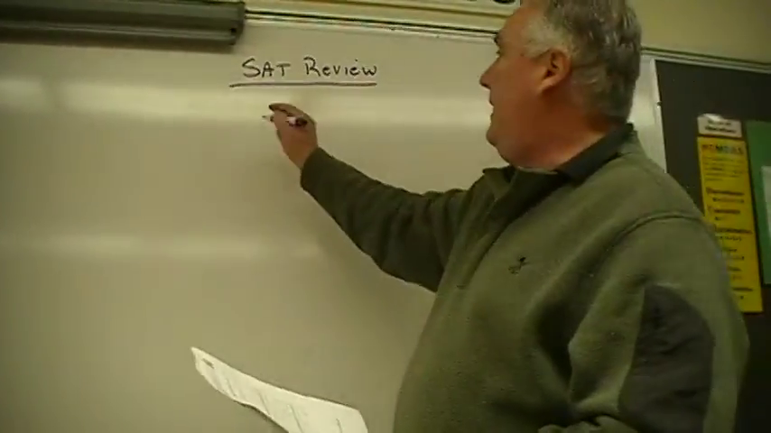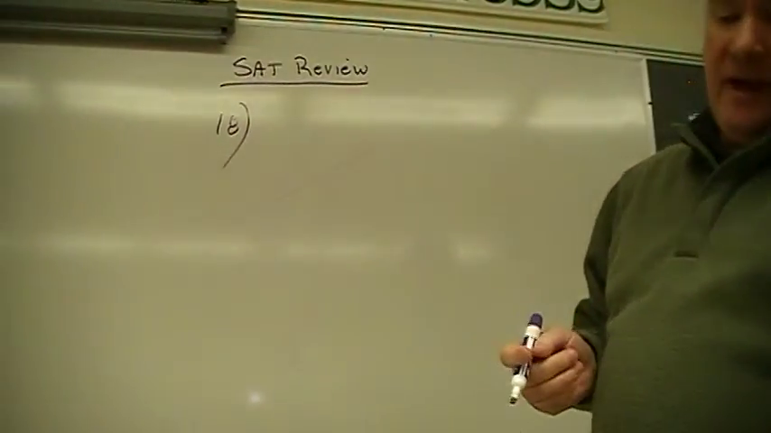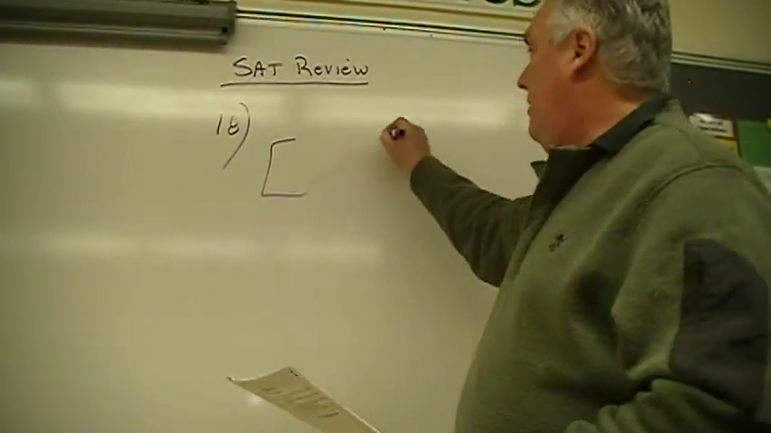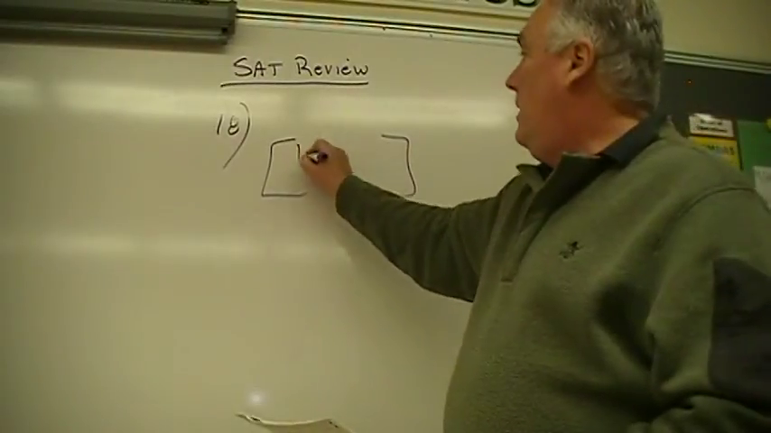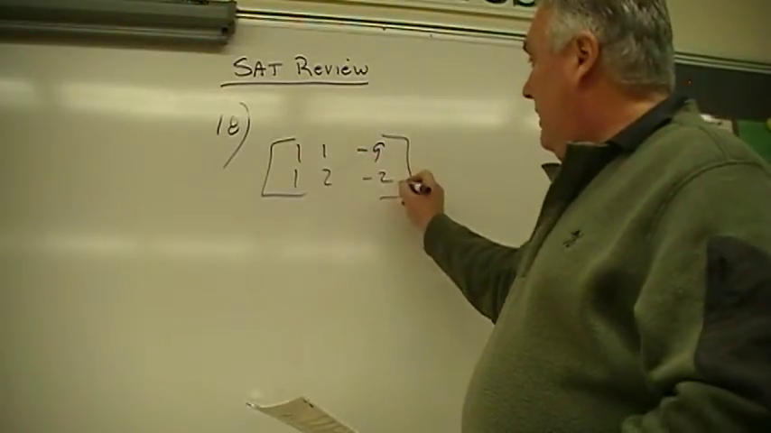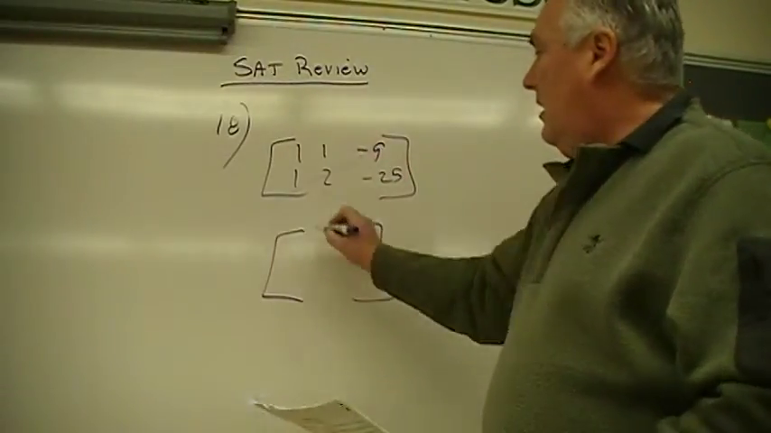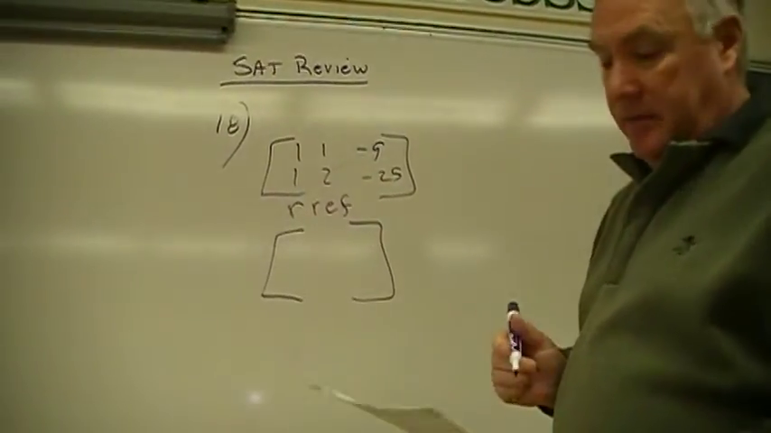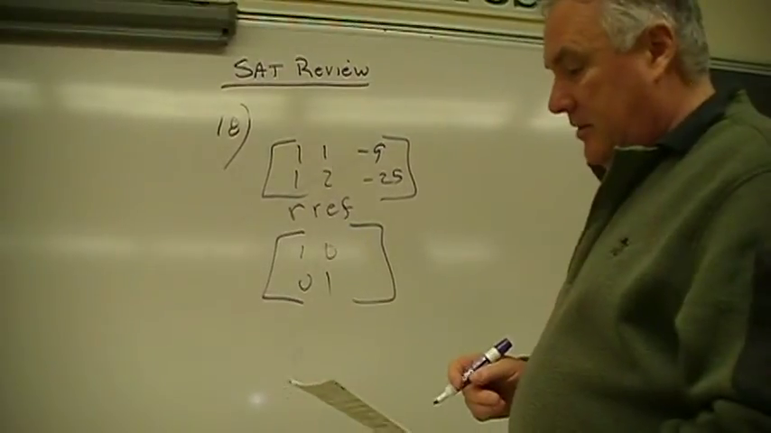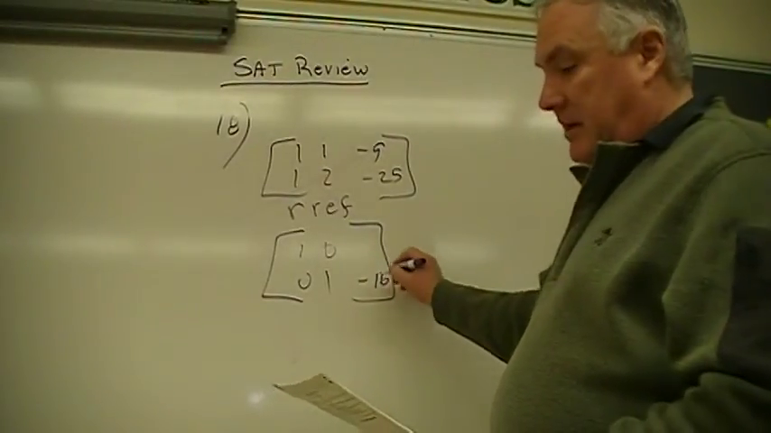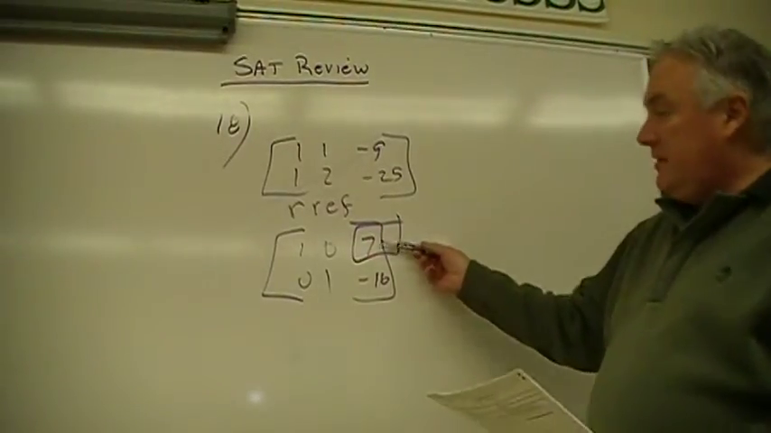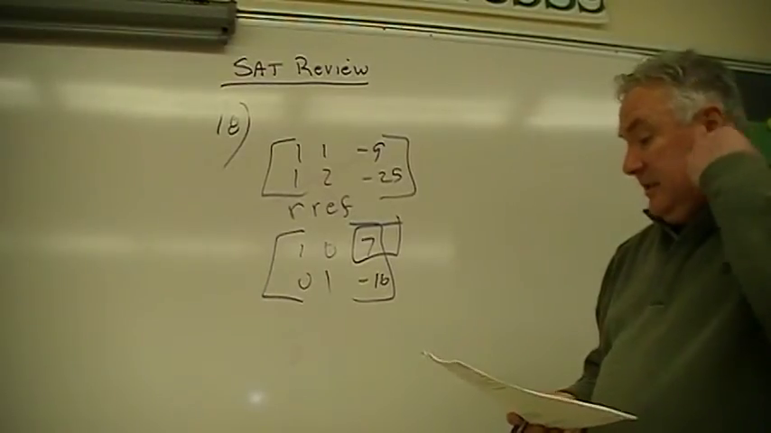18. 18, folks, you have a graphing calculator and you can do a system. This one should be easy. I'm not even going to do the whole problem. Do a matrix: 1, 1, negative 9, 1, 2, negative 25. When you do RREF as part of your matrix, you'll get negative 16 here, but you're going to get 7 here. They ask you what x is, and that's our x term right there, so x is 7.